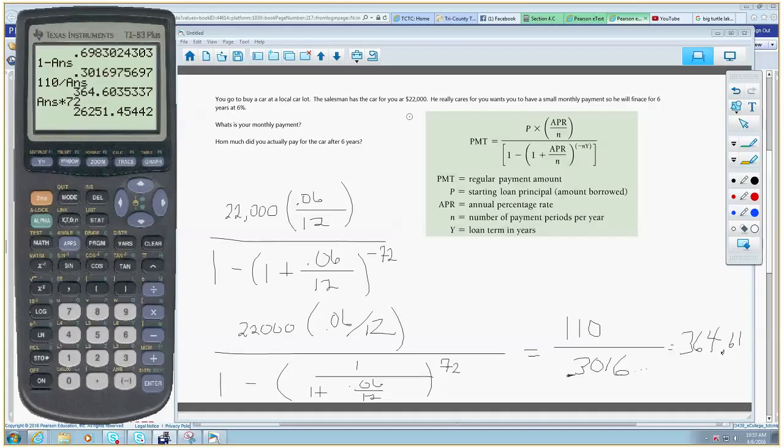Okay? Two things I want you to realize. One, the longer you finance something, the more money they're going to make. And you need to watch the interest rate. Those two things will sink you in a car or what? A house.